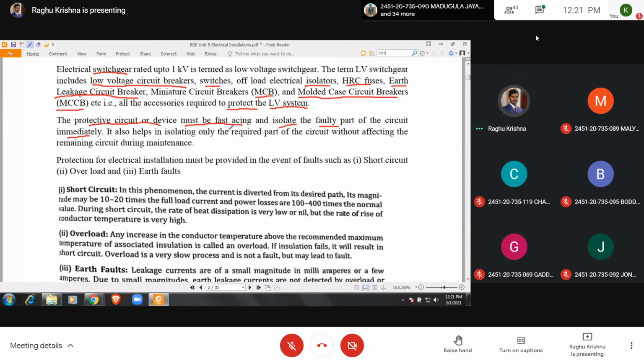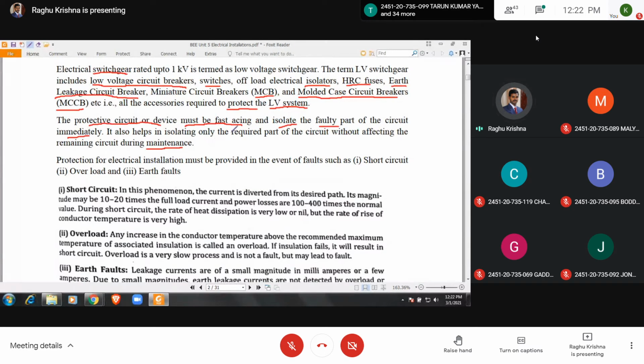It also helps in isolating only the required part of the circuit without affecting the remaining circuit during maintenance. Not only during faults, but if you want to do maintenance, only that part must be isolated and the remaining customers must get the power supply. This is also a requirement of the switchgear.